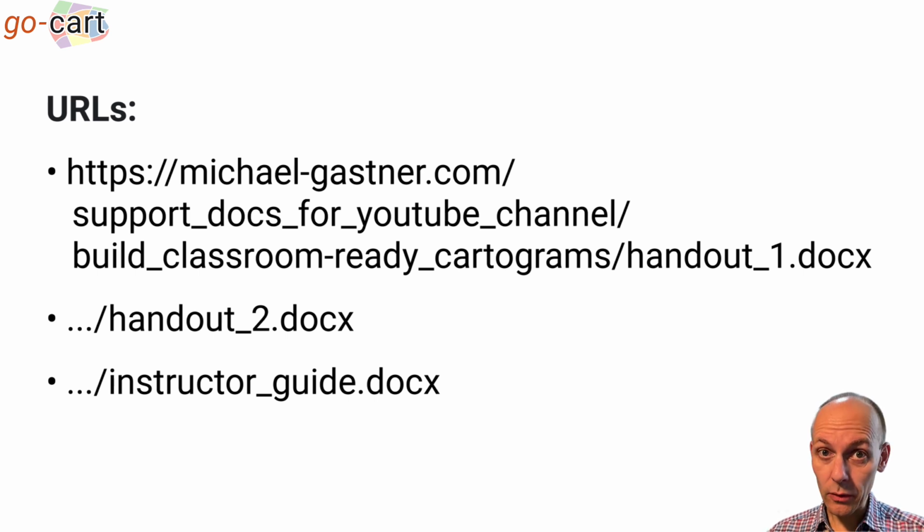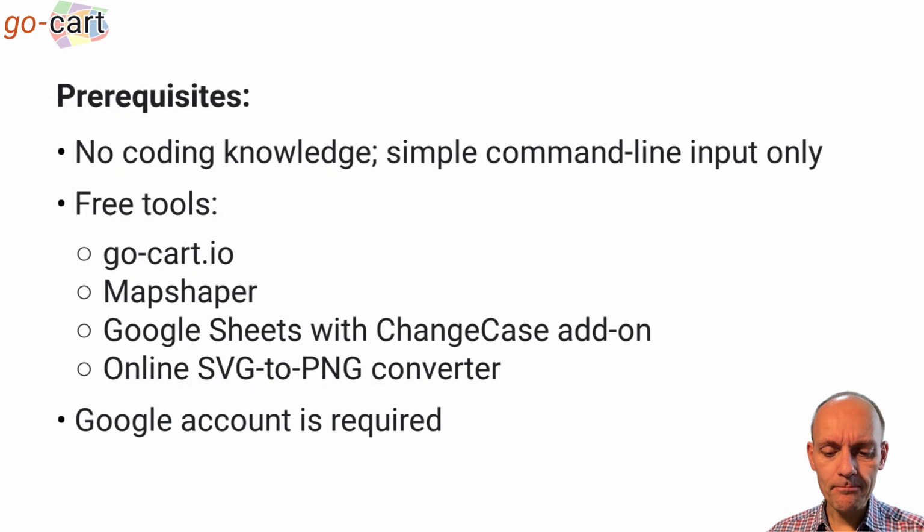Although this scenario is specific to Singapore, the steps for making cartograms from scratch are broadly applicable. I won't assume any coding knowledge. We'll use only free tools: gocart.io, MapShaper, Google Sheets with a change case add-on, and an online SVG to PNG converter. Links are below this video. All you need is a Google account.